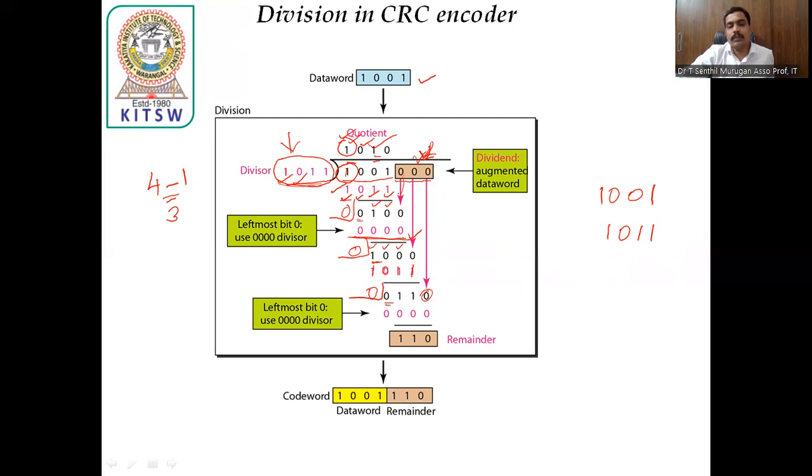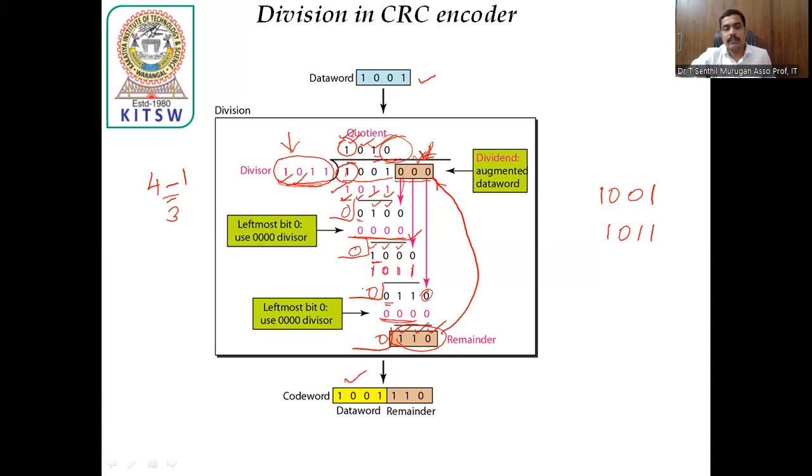The first bit is 0, so you are multiplying with 0. All the values are 0. Now you apply the XOR gate and you will get 0. Then you remove it. The remaining bits vary, so 1. Here also vary, 1. Here also common, both are the same, so 0. So we got 1 1 0. These 1 1 0 will replace the 000. That is the code word.